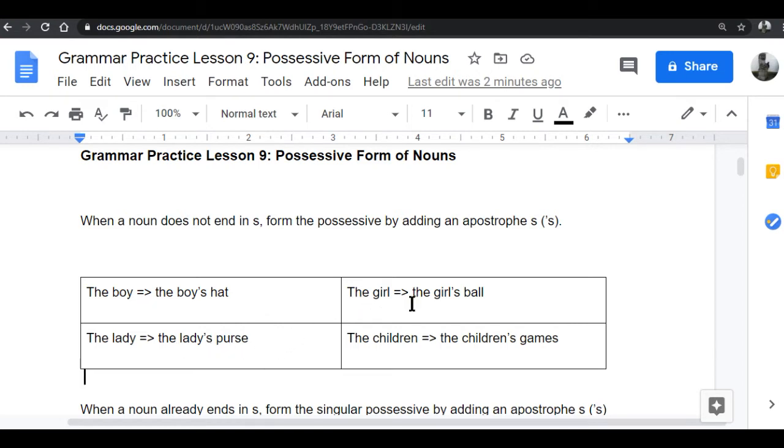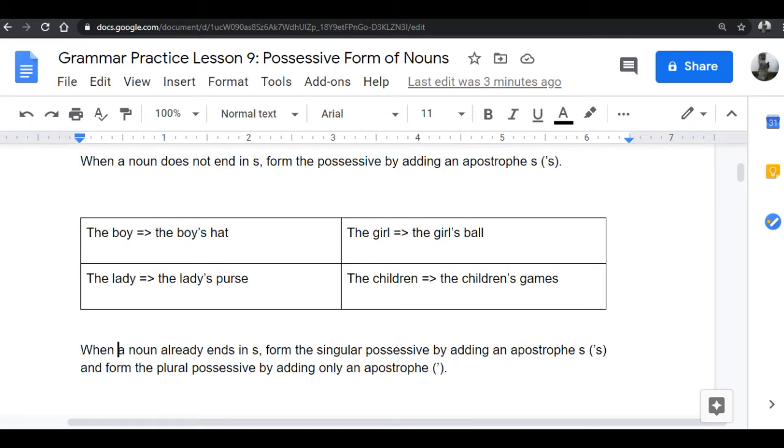The girl, the girl's ball. The children, the children's games. Okay? Apostrophe s. Boy, boy's hat. Lady, lady's purse. Girl, girl's ball. Children, children's games. When a noun already ends in s, form the singular possessive by adding an apostrophe s, and form the plural possessive by adding only an apostrophe.